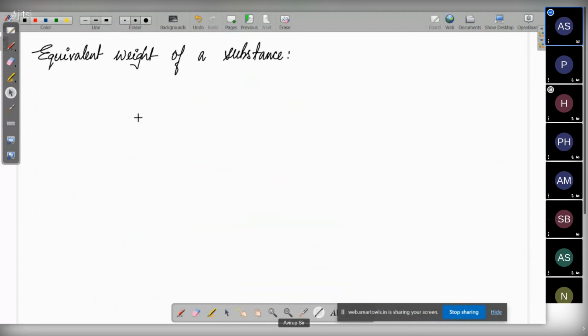Now this concept of equivalent weight, I doubt it is there in your NCERT books, because in NCERT books they have just touched on normality. So equivalent weight might not be there in the NCERT book. Just read from here, it is nothing that difficult. So what is this equivalent weight thing?